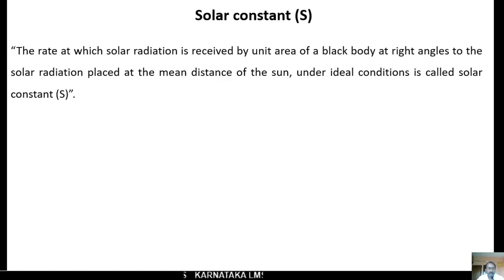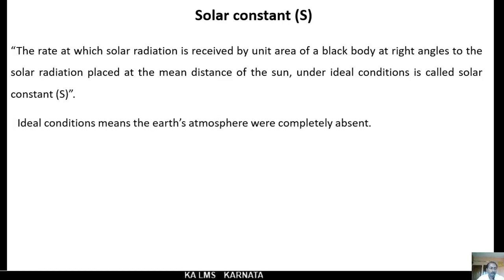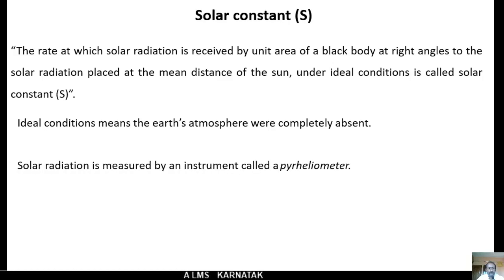Here the instrument used to measure the solar constant is called a pyrheliometer. The heat energy absorbed by a known area in a fixed time is found with the help of the pyrheliometer.